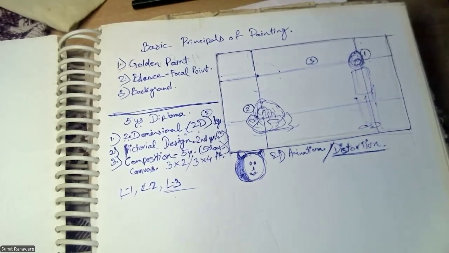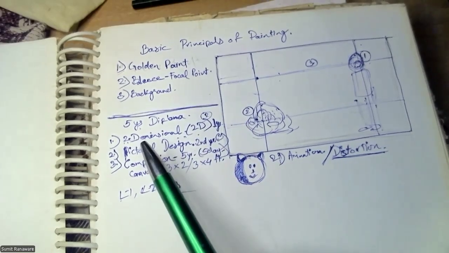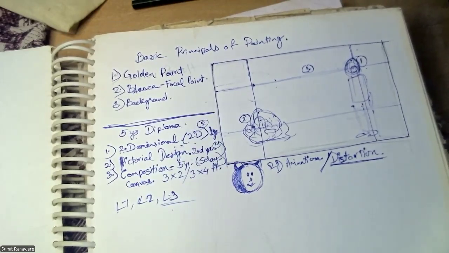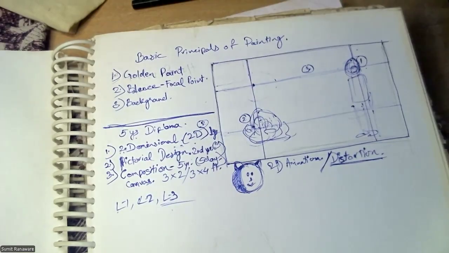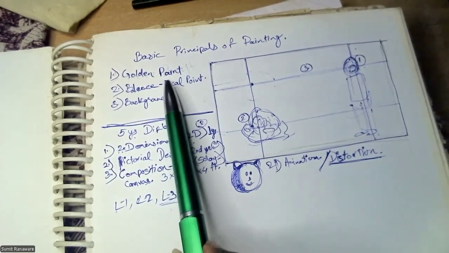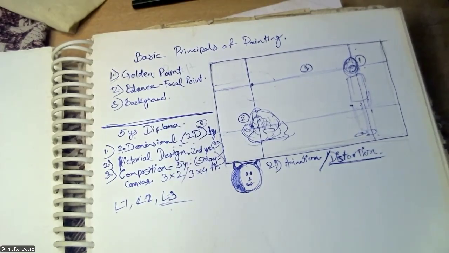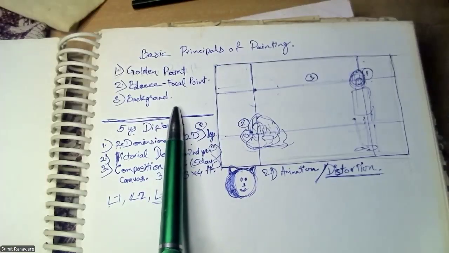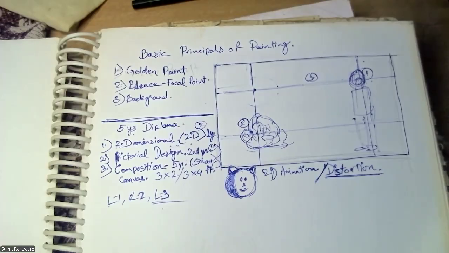So these were some principles. You only have to remember these three things: golden point, balance, and background. Okay. So I think I have explained it enough. And please try to remember these points when you plan your painting next time. You should know where is the golden point, where is the balance, and where is the background. Okay. So I will be teaching you how to paint these three things. Okay. So thank you for watching, and let's meet in the next video.